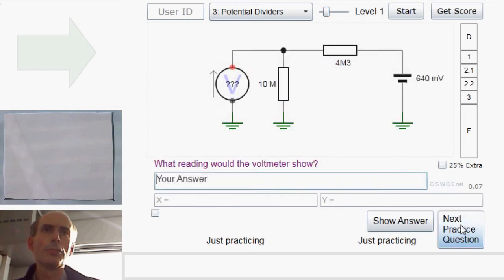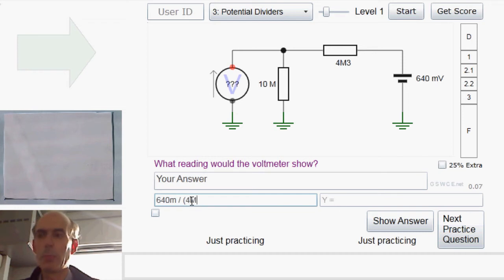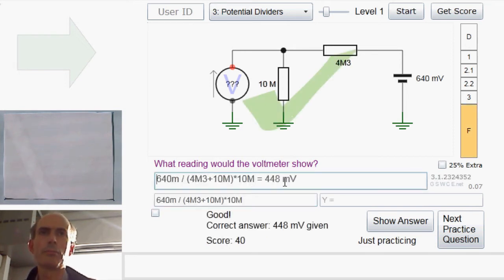Let's get a few problems, starting with this one. Right, standard potential divider problem. You can work out the current that's flowing down through these two resistors. And that would be, in this case, 640 millivolts divided by 4 meg 3 plus 10 meg. And if you know the current flowing through these two resistors, you can work out the voltage across this resistor by Ohm's law. It's just the current times the resistance itself, times 10 meg. Don't know why I typed it down there. I could have typed it in here. It's the answer. Great.